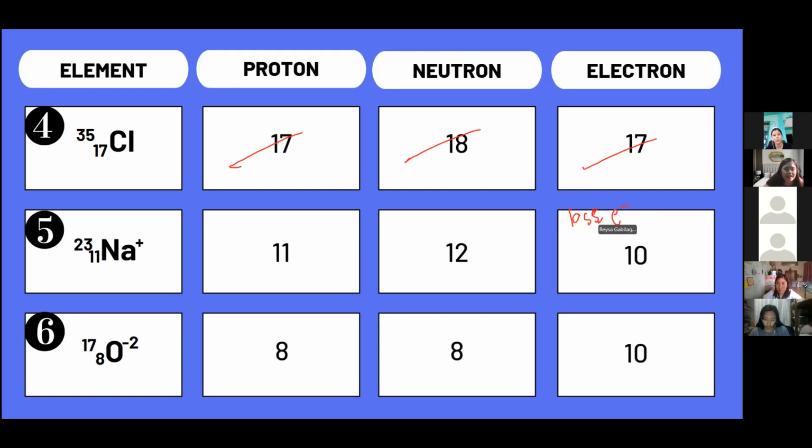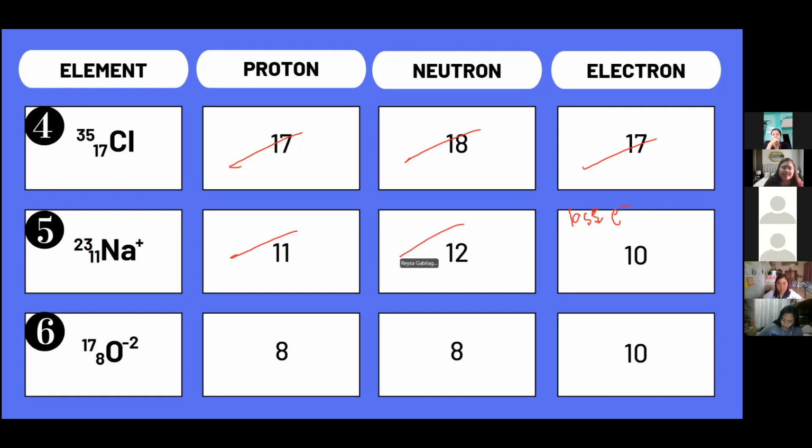So we have here 11 pa rin. Take note, wala nag-change ang number ni protons because the protons actually are unique for each element, and that is actually a way to identify an element. Counting the protons will help you identify what element is that. And then neutrons also don't change in this case. So this is still 23 minus 11 equals 12.